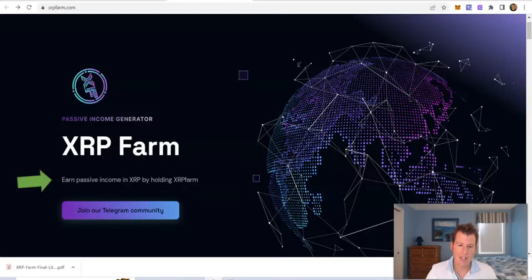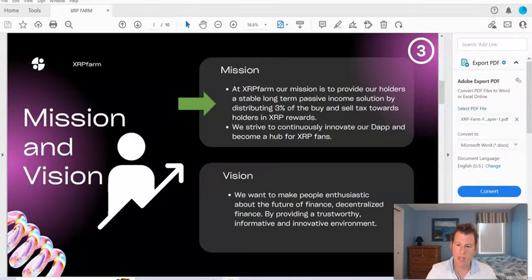What is it? Well, they're a passive income generator. They bill themselves as earn passive income in XRP by holding XRP Farm. Specifically, their mission at XRP Farm is to provide holders a stable long-term passive income solution while distributing 3% of the buy and sell tax towards holders in XRP rewards.